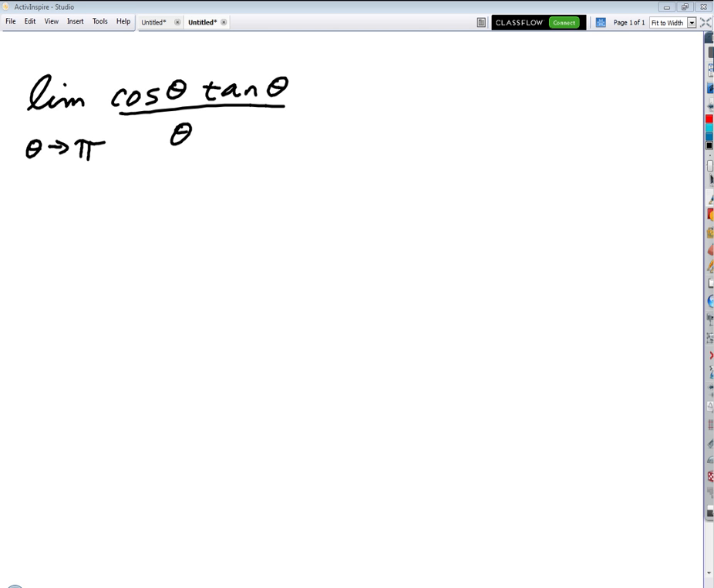How do we know that? Because when I'm taking the limit as theta approaches pi, what I'm really doing is using direct substitution, just plugging pi in every place and evaluating that expression. So I'm going to get cosine pi times tangent of pi over pi. Oh, but you know what? We actually do have a problem there, don't we?